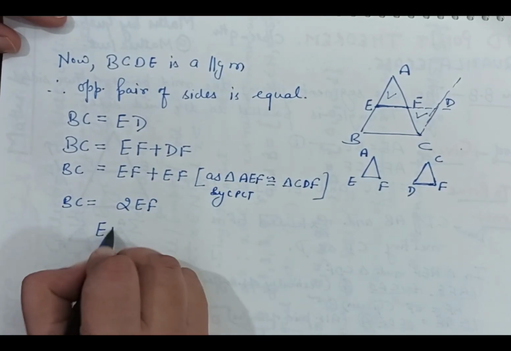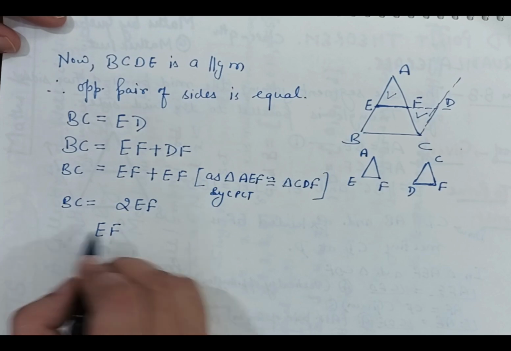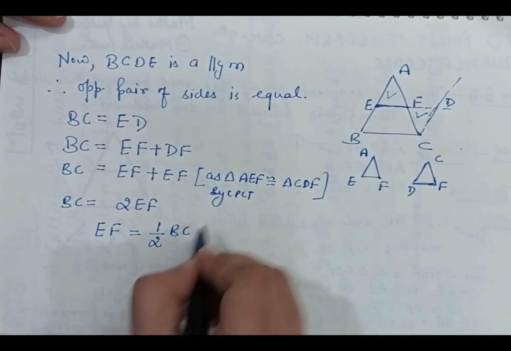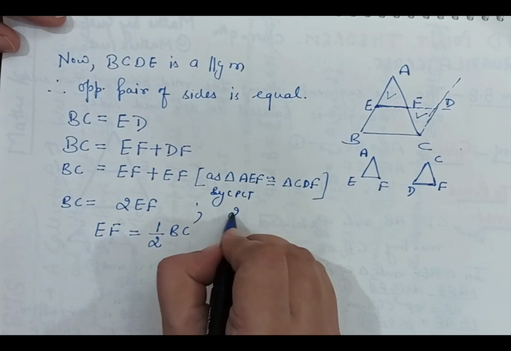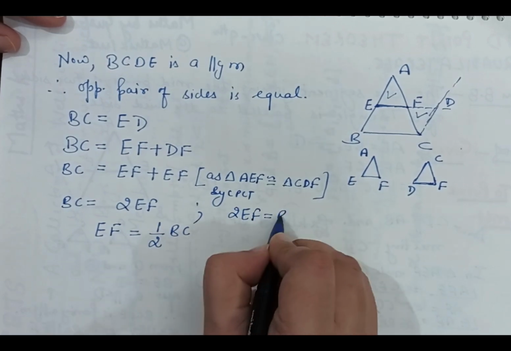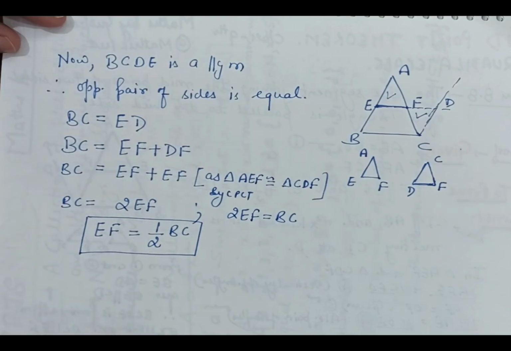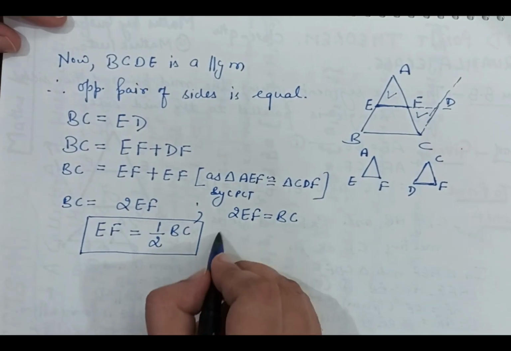We have to prove EF is equal to half of BC. So I can take this 2 down, half of BC. One more step, I can write 2EF is equal to BC. Now I'll take this 2 down. I have this result: EF is equal to half of BC. Proved.